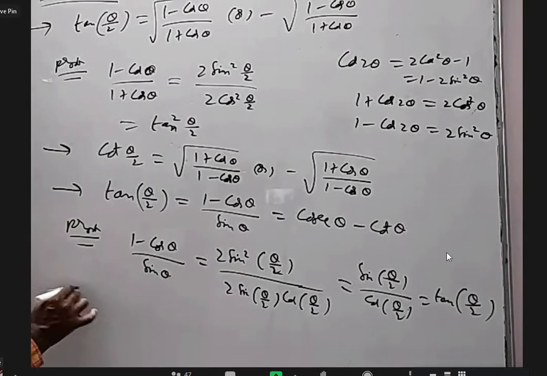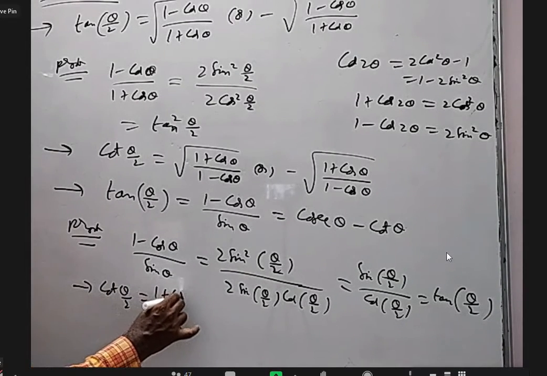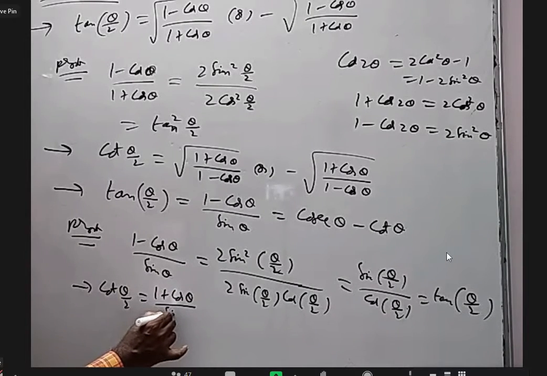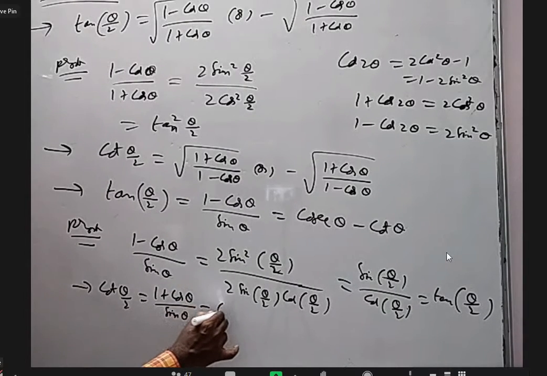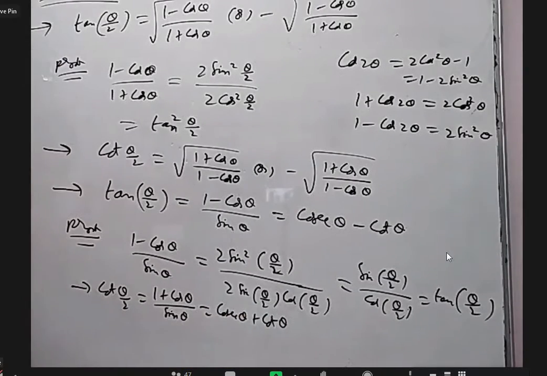The same way, we can write cot theta by 2 as (1 plus cos theta) by sin theta, which is cosecant theta plus cot theta.